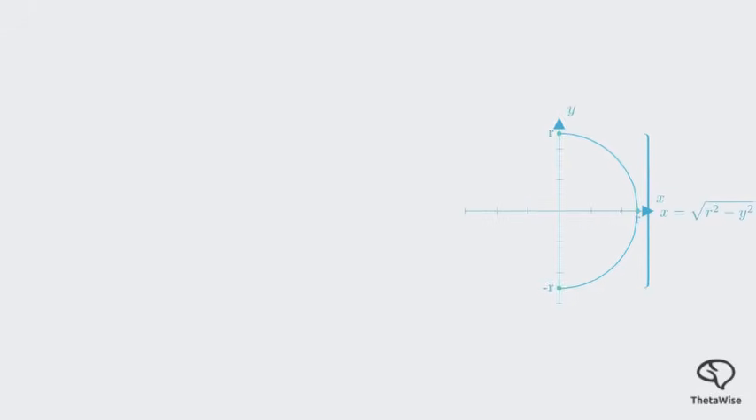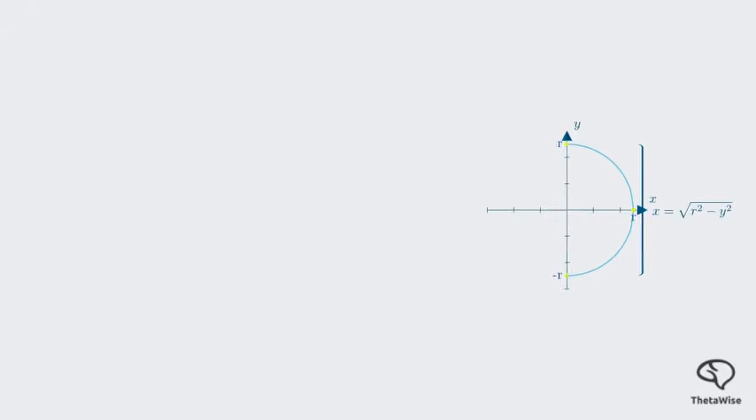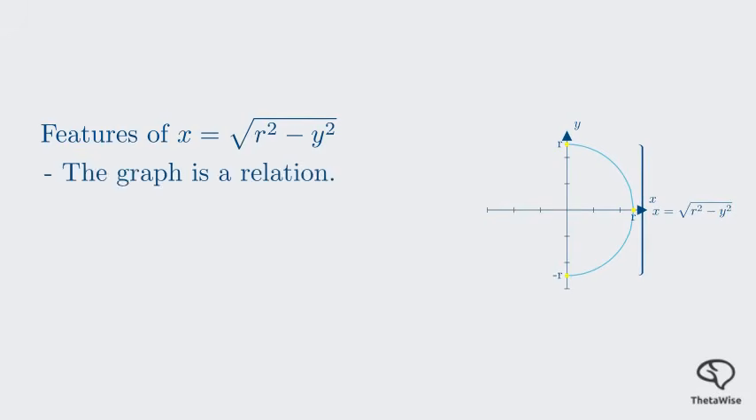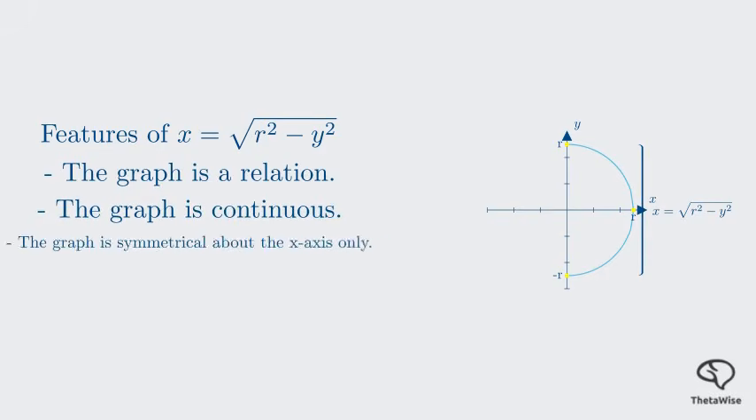Let's analyze the features of this horizontal semicircle. The graph is a relation, meaning it's a set of points related by the equation. It is continuous, with no breaks or gaps. This graph is symmetrical about the x-axis. The upper half is a mirror image of the lower half.